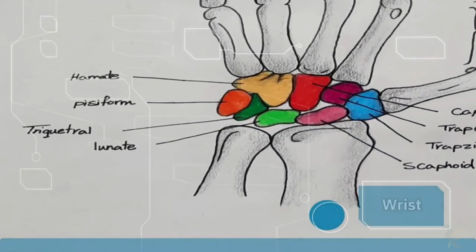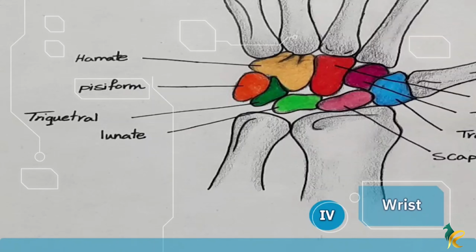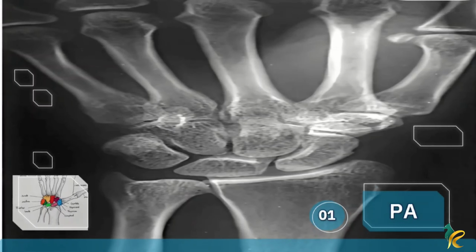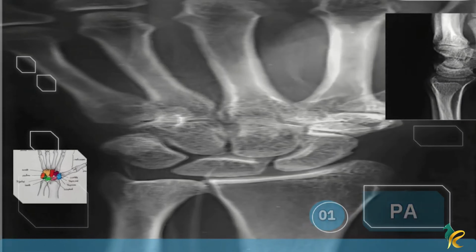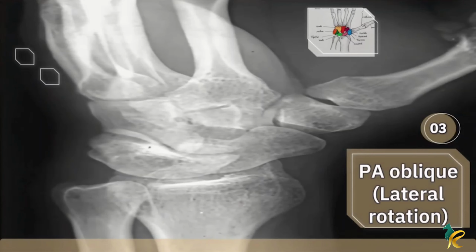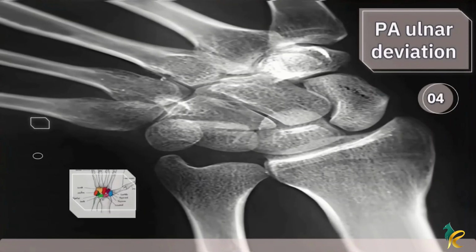For wrist imaging, our techniques are PA, lateral, PA oblique, ulnar deviation, and Stecher method. For the PA technique, the patient must be seated at the end of the table, with the axilla in contact with the table.